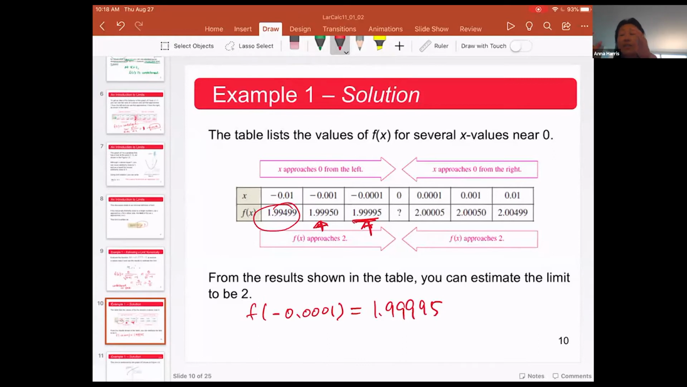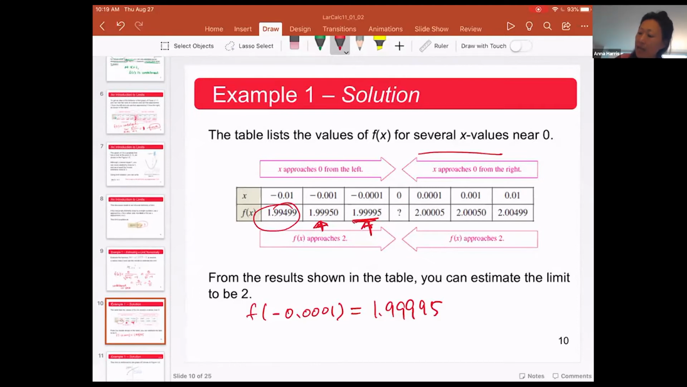So I'm finding my limit numerically. Numerically means you plug in different numbers, one at a time, that are close to the number that I'm looking for. So I'm looking at the numbers from the left-hand side and from the right-hand side, and then see where it approaches to. Look at this table and tell me where this number is approaching to.